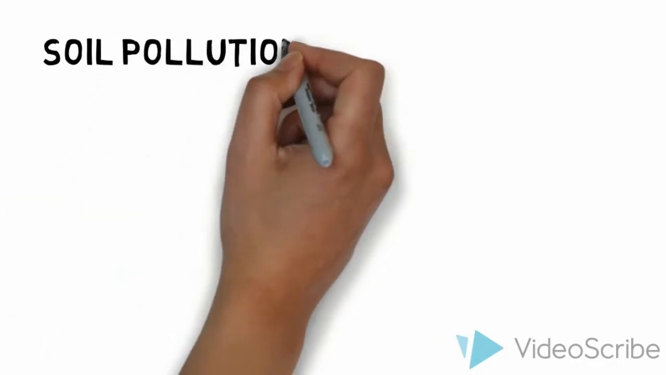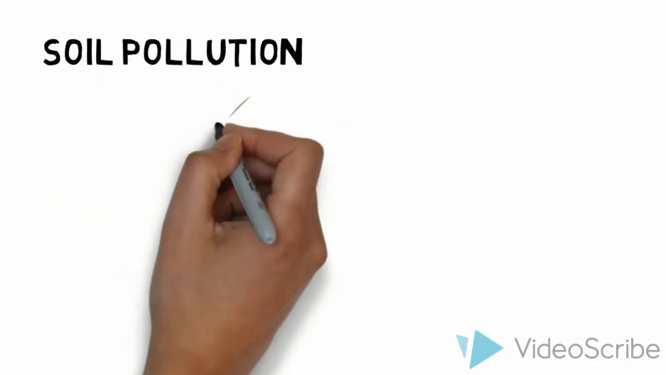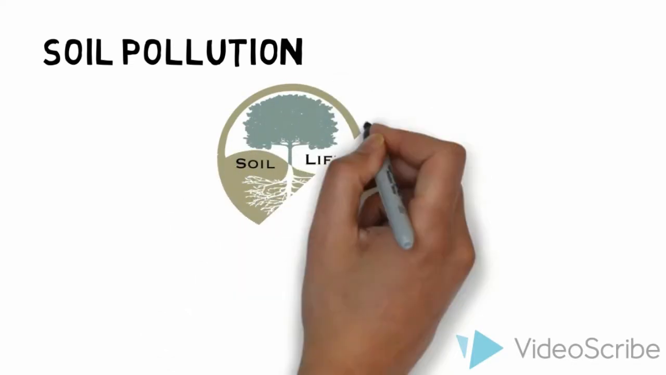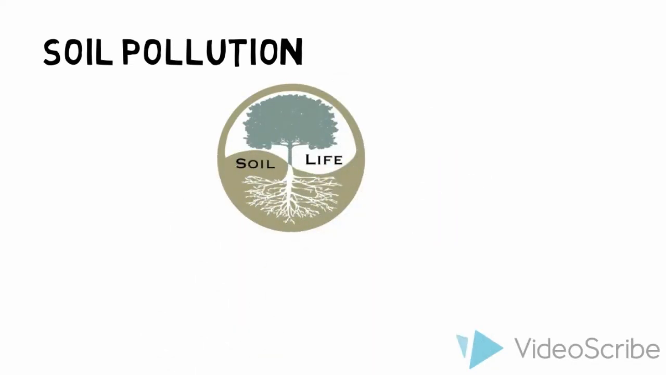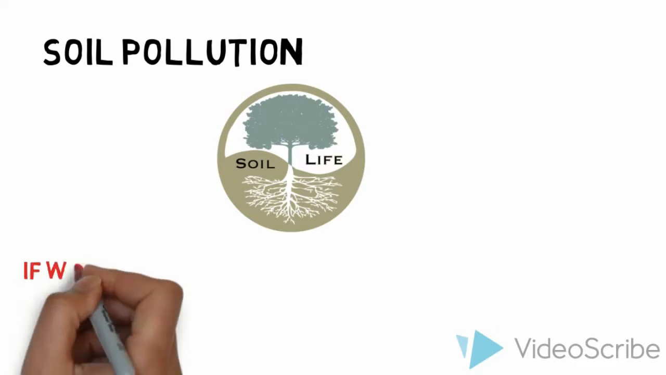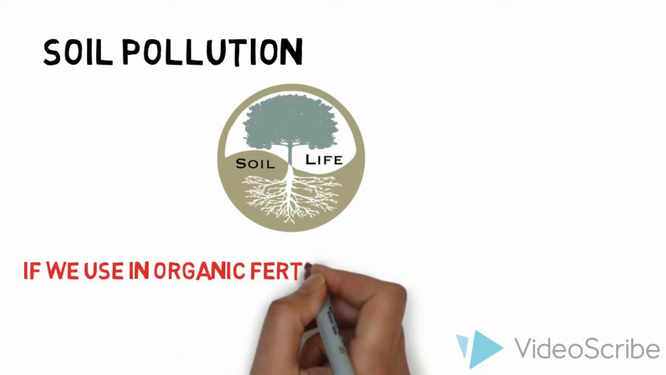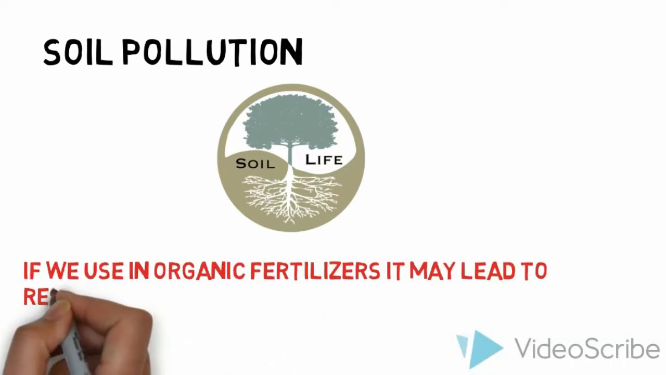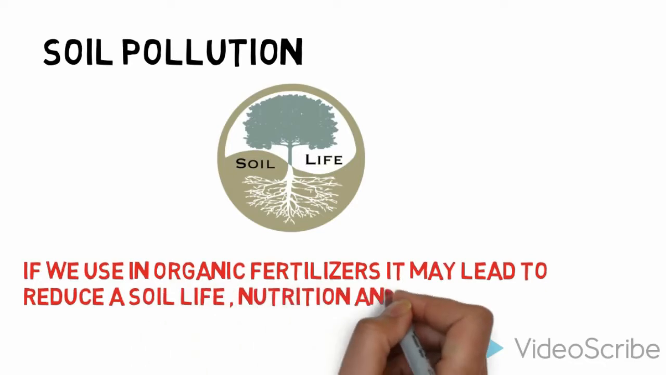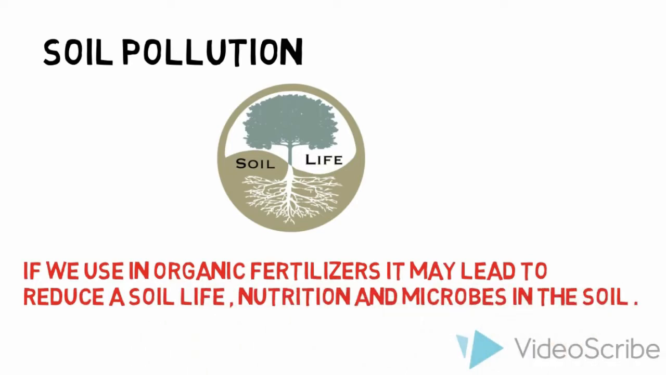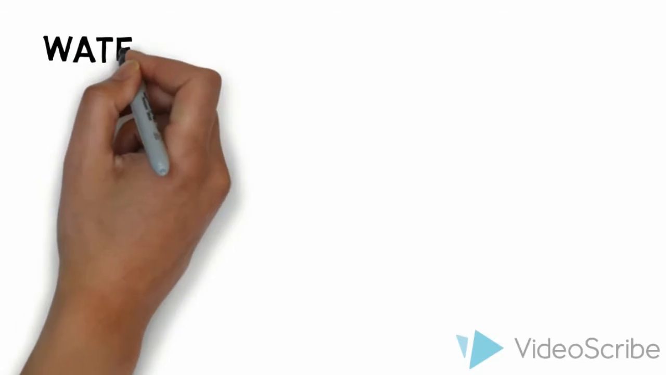If inorganic fertilizer is used in soil, the soil can be contaminated. The chemical fertilizer means the soil can be polluted. If we use inorganic fertilizers, it may reduce soil life and nutrition, and microbes can be damaged in the soil. Next, water pollution.